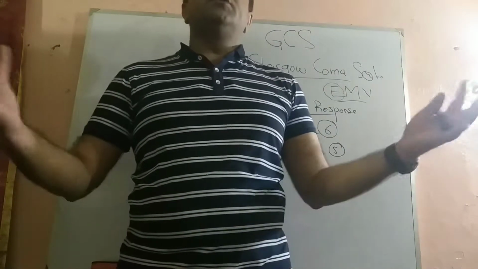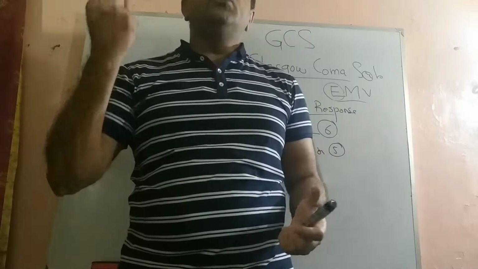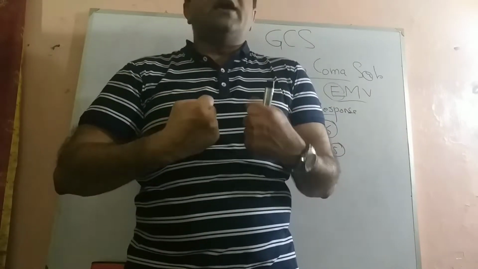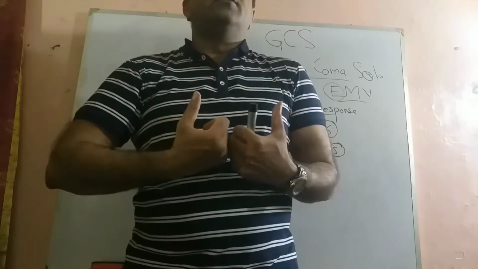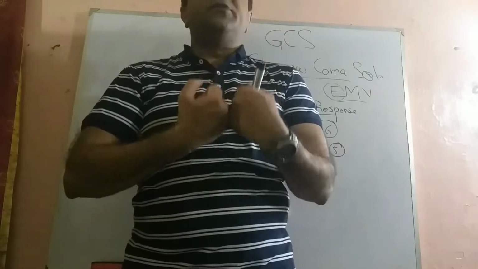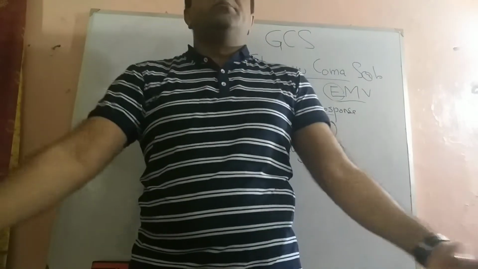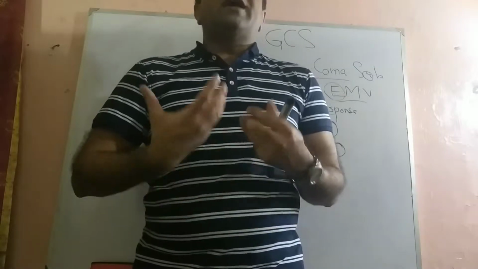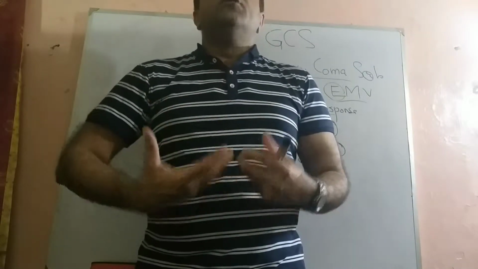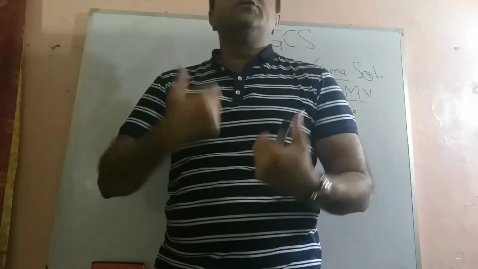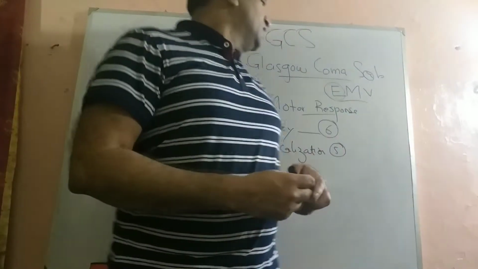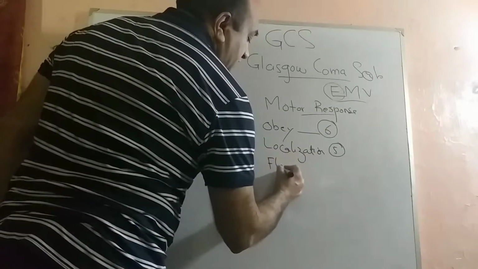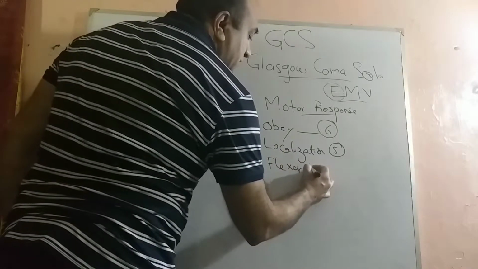But if the patient doesn't localize the painful stimulus, but when you give the painful stimulus, the patient flexes very properly, as if about to come to your hand where you are giving the painful stimulus, and then tries to pull it away, the patient withdraws it. We call it flexor withdrawal. Like as if something is stopping the patient from getting a hold on your hand, which is giving the painful stimulus. So this is known as flexor withdrawal, and we give it 4 marks.